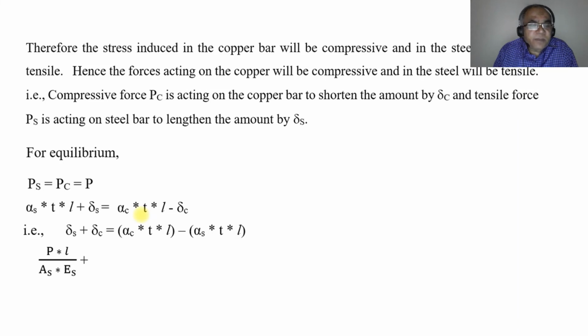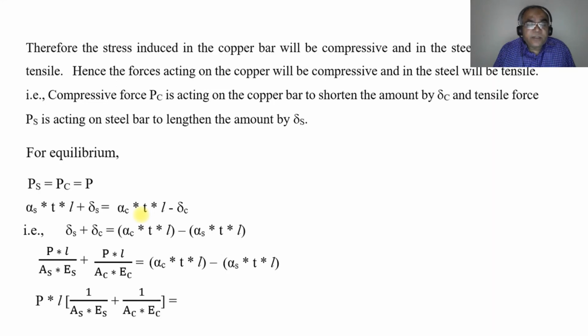Here, what is delta S? It is P into L by AS into ES, because the length of the steel and copper remain the same and the load acting is also the same. Similarly, delta C is P into L by AC into EC. This is equal to alpha C into T into L minus alpha S into T into L. If you take the common factor T into L, then alpha C minus alpha S. And if you take P into L as the common factor, then 1 by AS into ES plus 1 by AC into EC will be equal to alpha C minus alpha S into T into L.